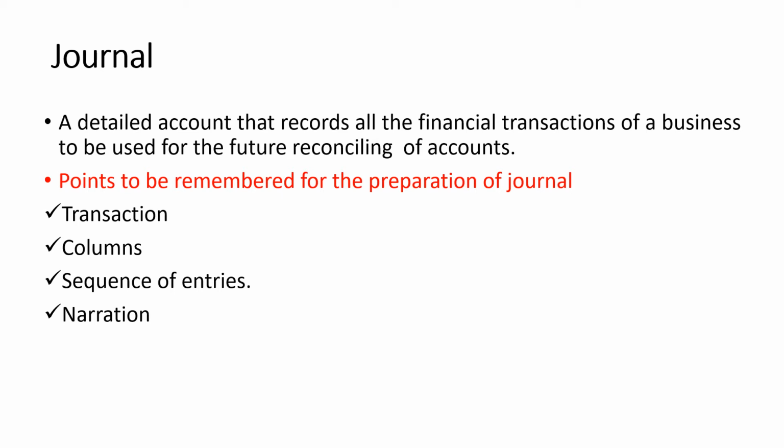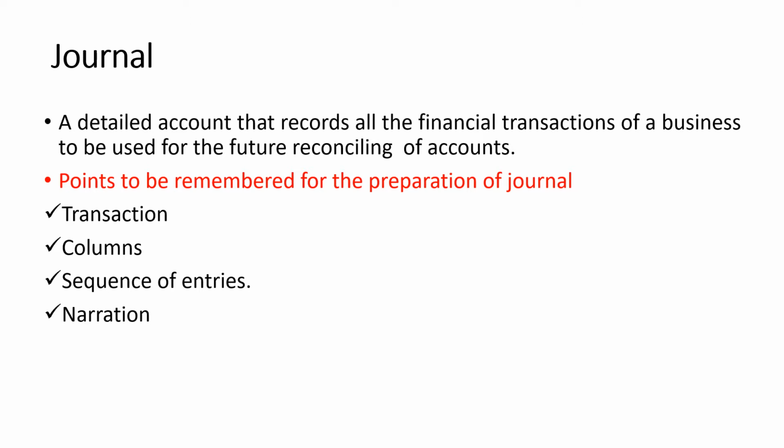So first topic is journal. This particular topic we have already discussed in our previous video. Now again I am discussing it, in order to remember some of the points for the preparation of journal. So let us discuss the meaning. A detailed account that records all the financial transactions of business to be used for the future reconciling of accounts. So journal is a book of prime entry where it records all the financial or business transactions on a daily basis, which is used for the future reconciling of accounts.